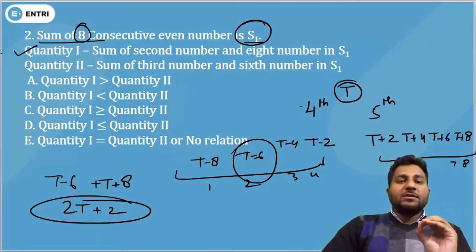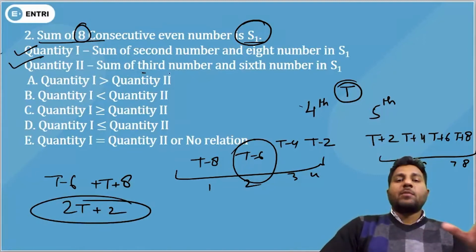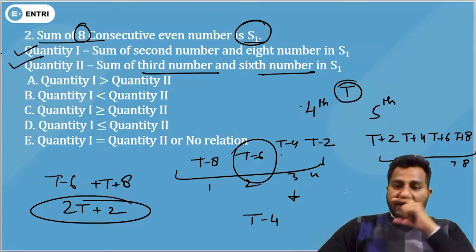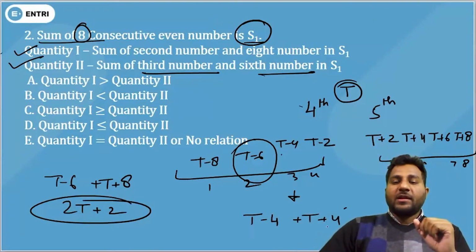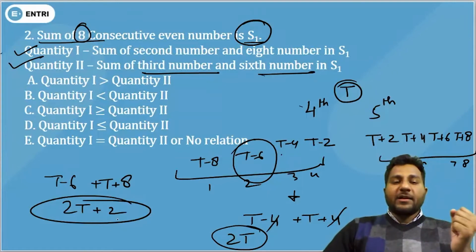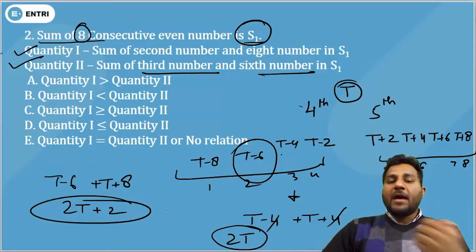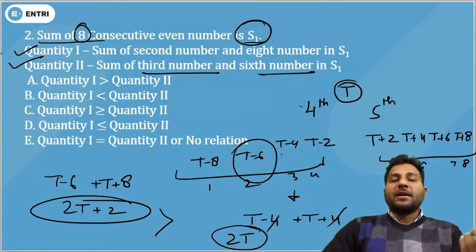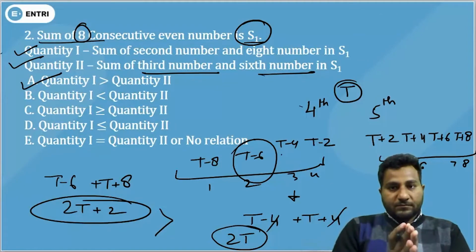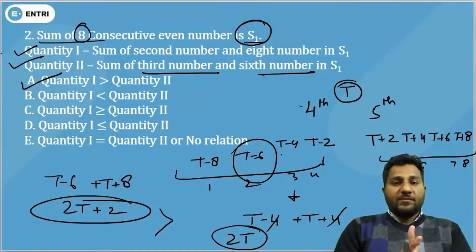Now the second quantity says the sum of the third number and the 6th number. The third number is t minus 4 and the 6th number is t plus 4. That means quantity 2 will only be 2t. Now tell me, which quantity is bigger, 2t plus 2 or 2t? In my opinion, 2t plus 2 will be greater. So quantity 1 is greater than quantity 2. That's how you are going to solve this question. Remember the method, the concept I am telling you, an easy one.